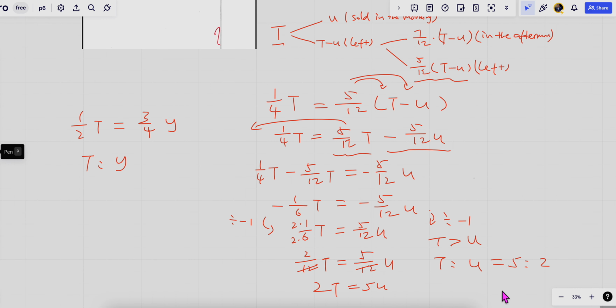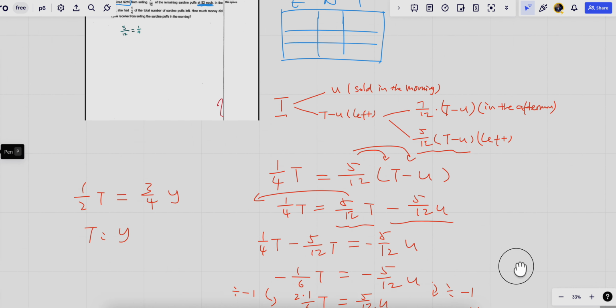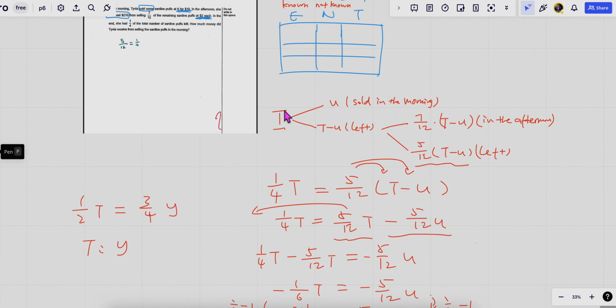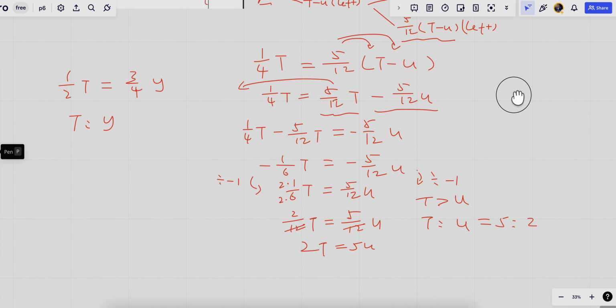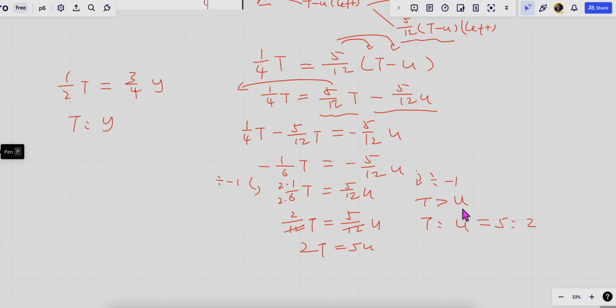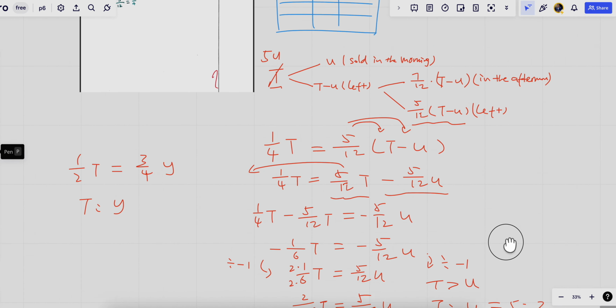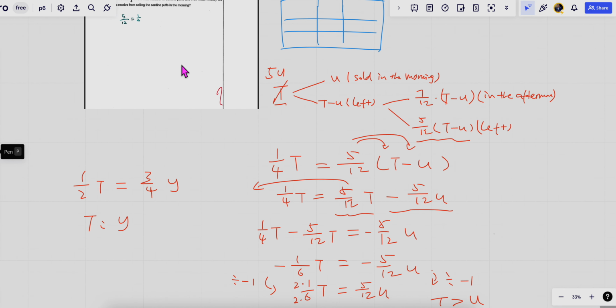Okay. So once you have this ratio, the question becomes so easy. So T is 5 units, U is 2 units, okay? In this case, so 2 units.